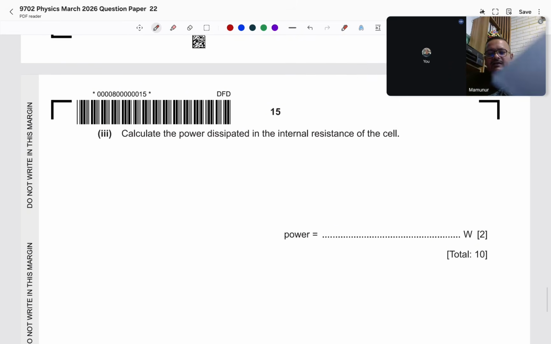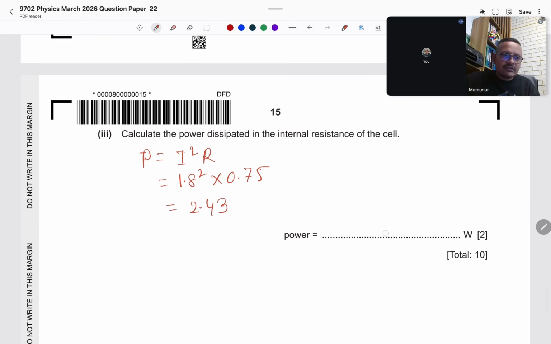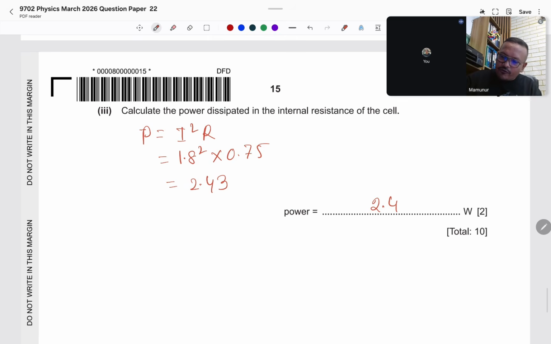Calculate the power dissipated in the internal resistance of the cell. Listen, if the question is the dissipation of power, it will be P equals I squared R. Sometimes we call it I squared R loss, power loss. So what is the current across the internal resistance? The total current, 1.8 squared, into the resistance, 0.75. We got the answer, 2.43. In two significant figures, the answer will be 2.4 watt.